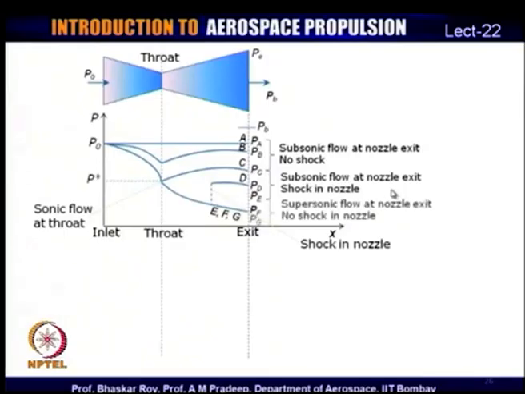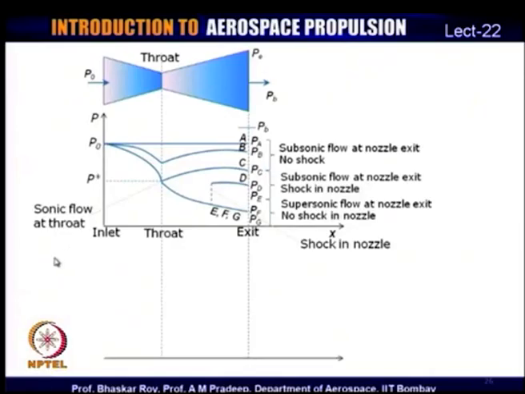If you reduce the back pressure further, we get a supersonic flow because the shock which was there in the divergent section will continuously move outward as you reduce back pressure. Eventually, the shock will be pushed out of the diffuser and the flow will become supersonic at the exit of the nozzle.